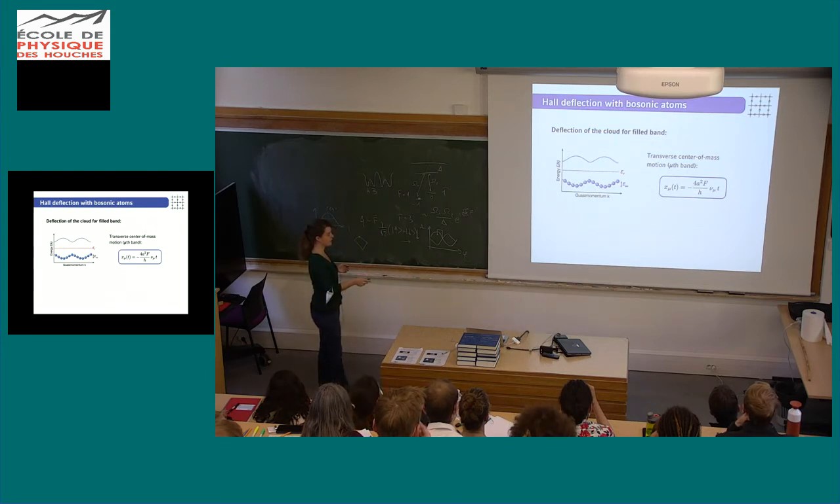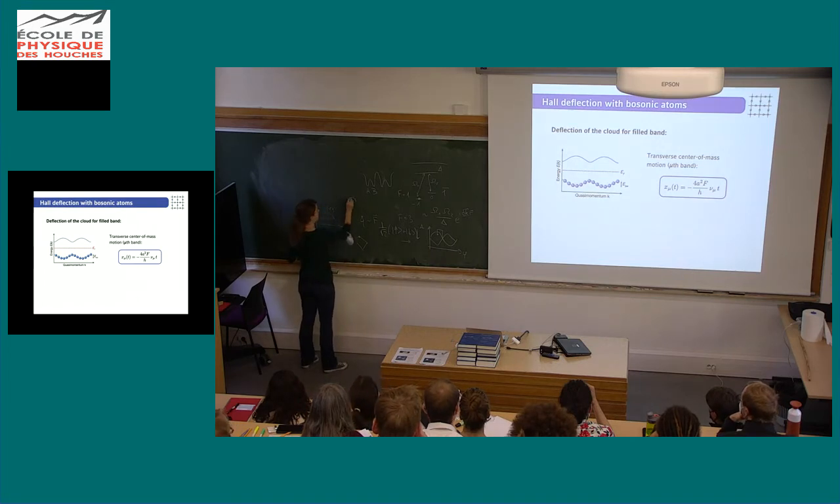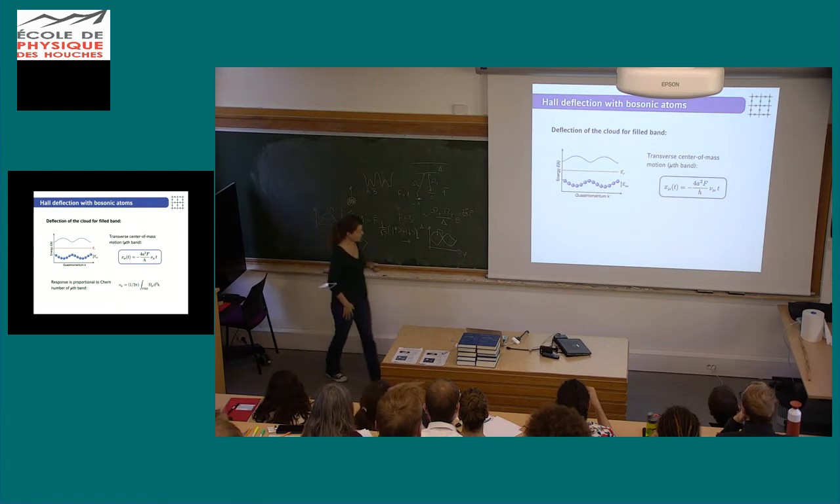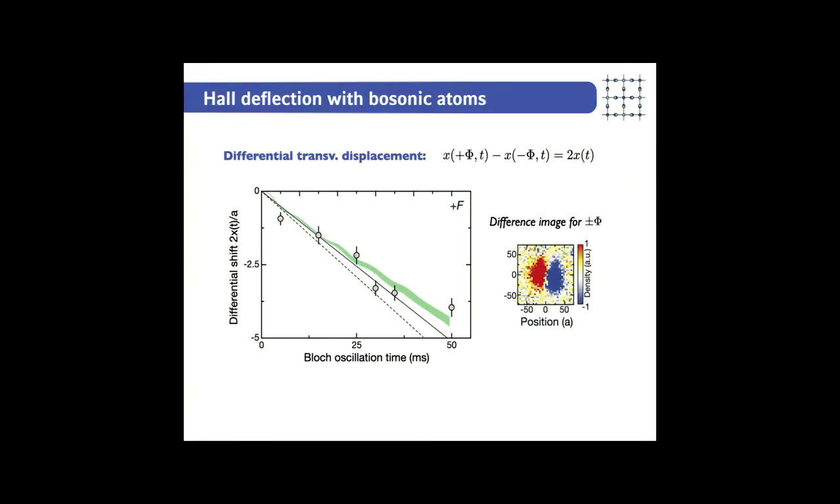So what we expect is that we start with our atomic cloud. We trap it in the lattice, we apply a force, and we just take in situ snapshots of the cloud. As a function of time, we will see that the center of mass just travels to the left linearly as a function of time, and then from the slope we can read off the Chern number of the band. And this is how it looks.